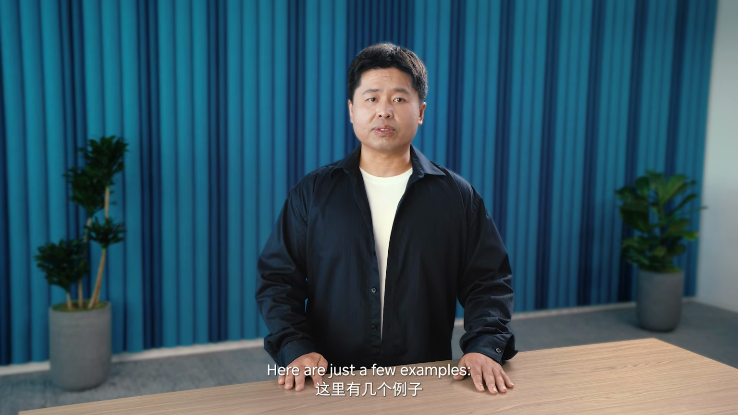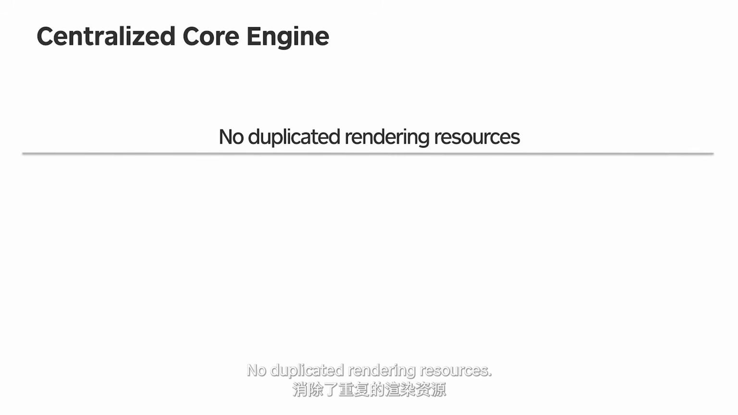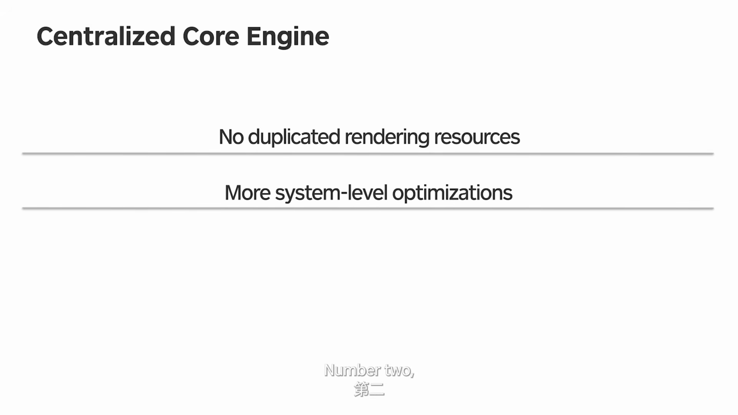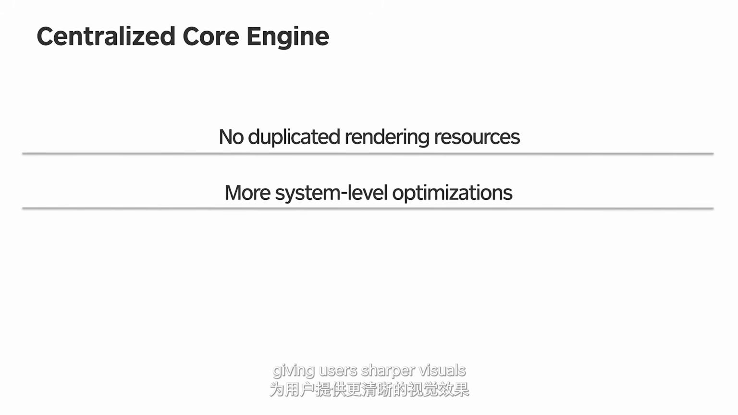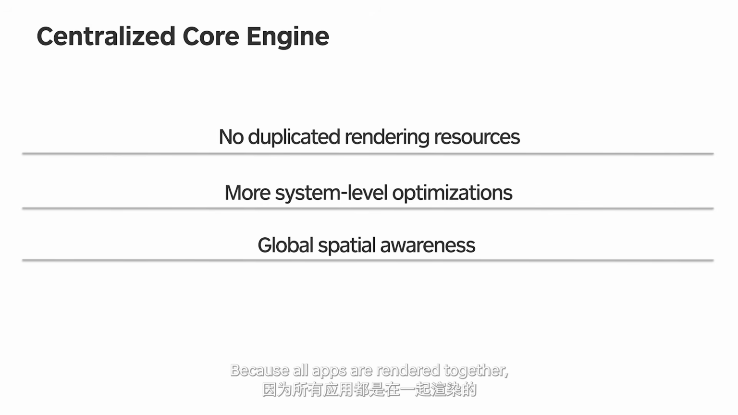Here are just a few examples. Number 1, no duplicated rendering resources. Apps no longer need to allocate their own render buffers and pipelines, which reduces overhead and improves overall performance. Number 2, more system-level optimizations. Techniques like foveated rendering are always applied, giving users sharper visuals without ever sharing sensitive gaze data with applications. Number 3, global spatial awareness. Because all apps are rendered together, the engine understands their spatial relationships and can optimize composition for comfort.